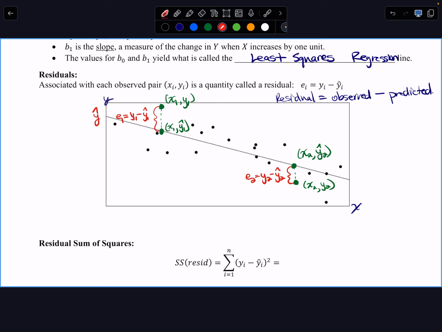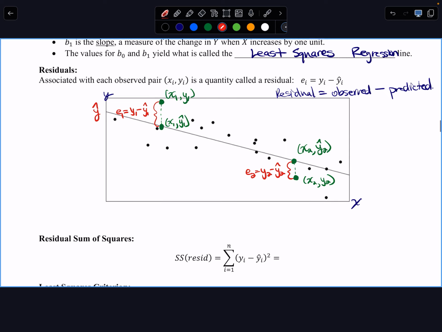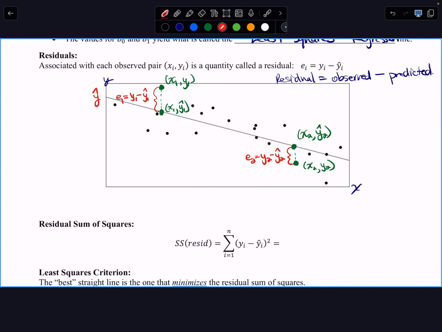So sum of squares resid equals the sum from i equals 1 to n, there's n points, y sub i minus y sub i hat squared. So I subtract, square it, I'm going to get my residuals. So this is nothing more than the sum from i equals 1 to n, e sub i squared.